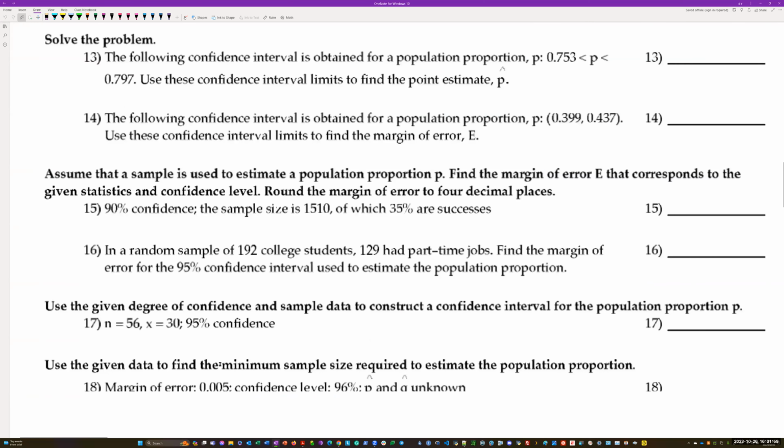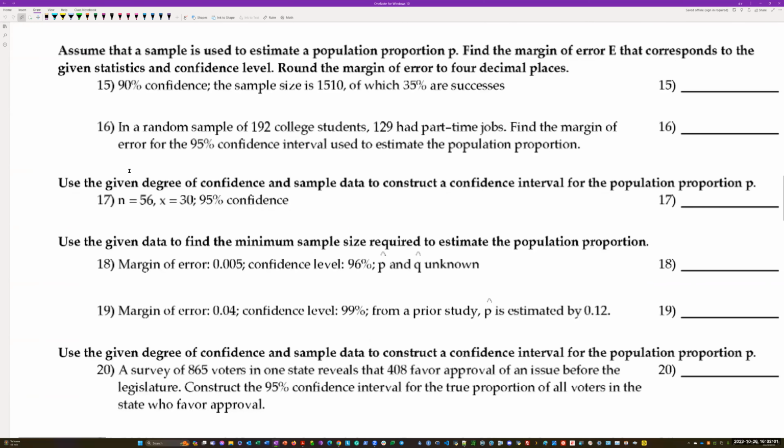how would you do it for number 16? What would you say? In a random sample of 192 college students, 129 had part-time jobs, find the margin of error for the 95% confidence interval used to estimate the population proportion. What would you say?